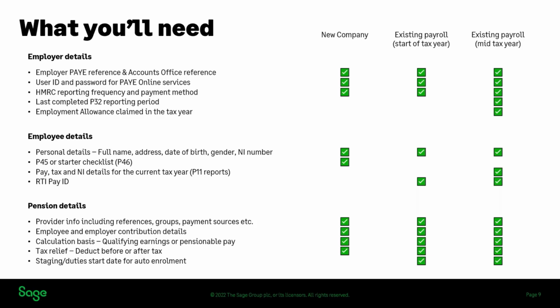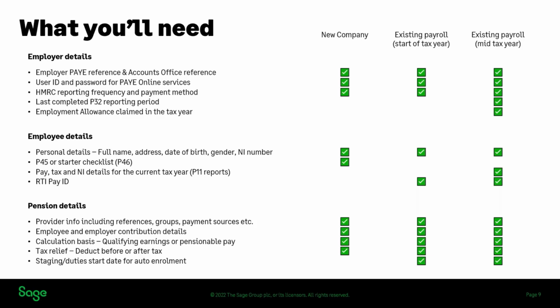So for employer details, you'll need things like your PAYE reference and accounts office reference. You'll need the user ID and password that you use for PAYE online services. And you'll need to know the reporting frequency and the payment method for making payments to HMRC. And if you are an existing payroll, you'll also need to have completed the last P32 reporting period, so that's a tax month or tax quarter. And you'll need to know if you've claimed any employment allowance during the tax year.